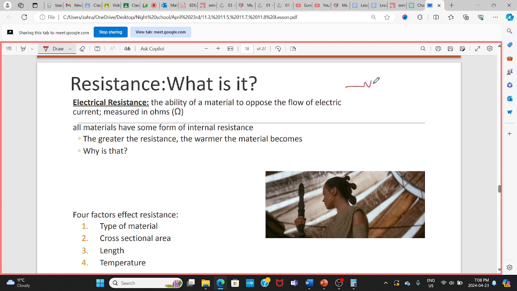So it is taking the energy of the electrons. Here is the resistance, the electrons come, or the positive charge is coming. It will slow it down, and this energy is wasted, and sometimes you will see that energy in the form of heat. Okay. The greater the resistance, the warmer the material becomes, because the energy of the charge will transfer into heat.